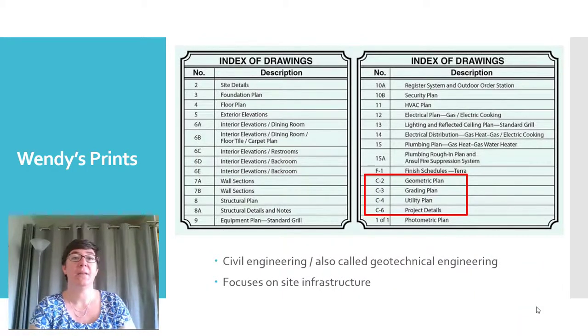Civil engineering is the discipline which focuses on site infrastructure, and sometimes it can also be called geotechnical engineering. Remember this sheet index? We're going to focus on drawings C2 through C6, the civil engineering set.